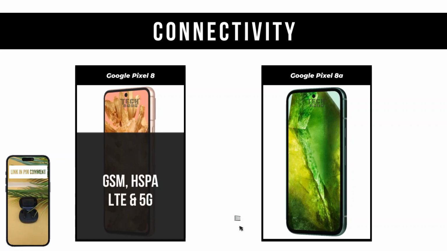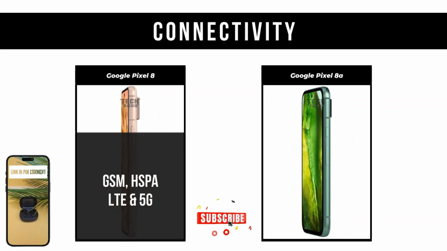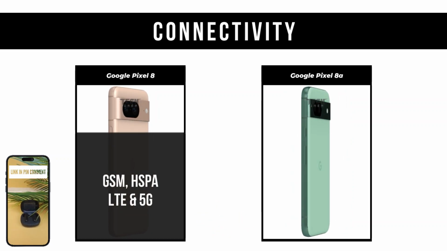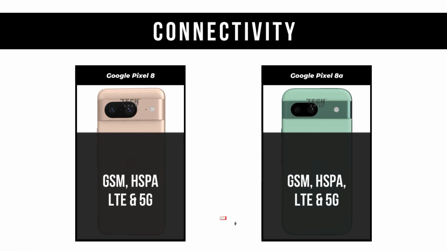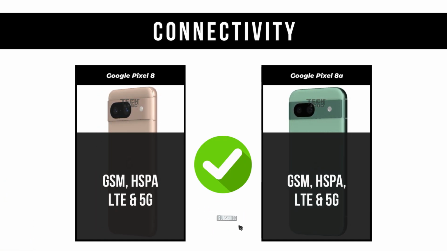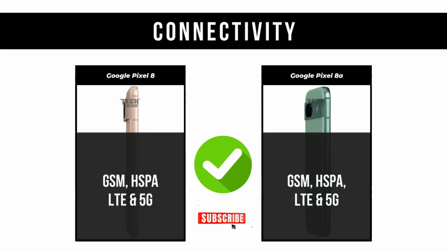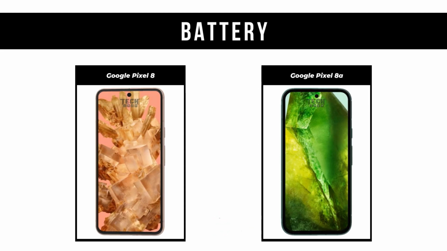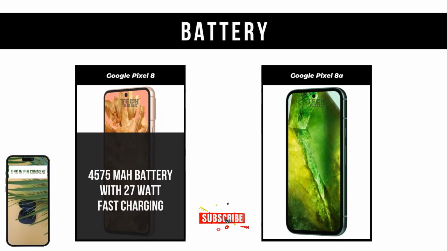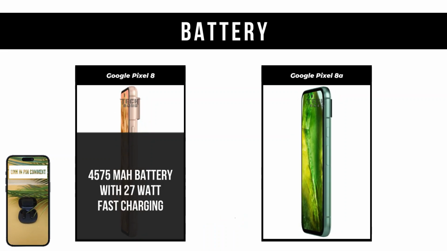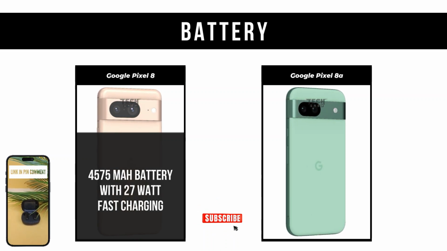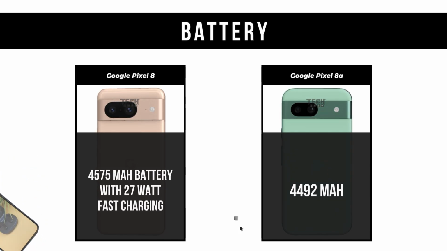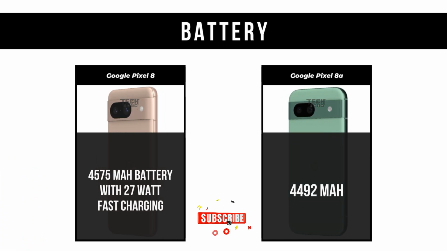Connectivity. Google Pixel 8 is GSM, HSPA, LTE, and 5G. Google Pixel 8a is GSM, HSPA, LTE, and 5G. Battery. Google Pixel 8 is 4,575 mAh battery, with 27 watt fast charging. Google Pixel 8a is 4,492 mAh.